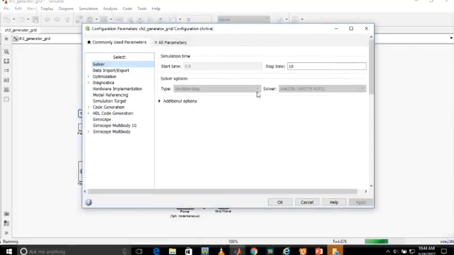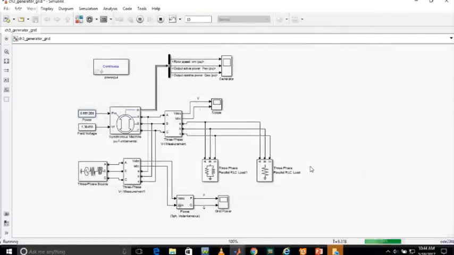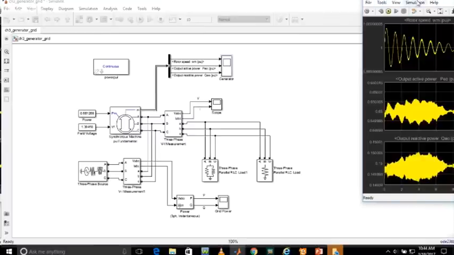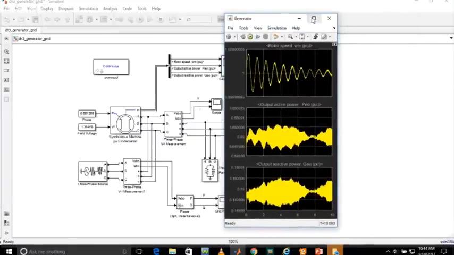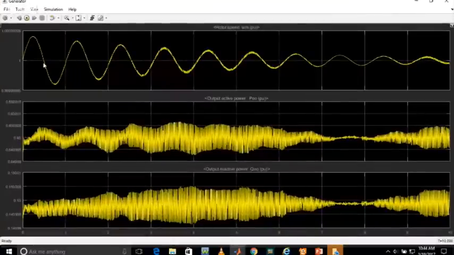Okay. Variable step, it has already taken the ODE23tb solver. This solver is already providing the best result for this complex system, and it is already faster than the other solvers. So this is our generator whose speed, we are saying the rotor speed, is moving, we are getting a variable speed.